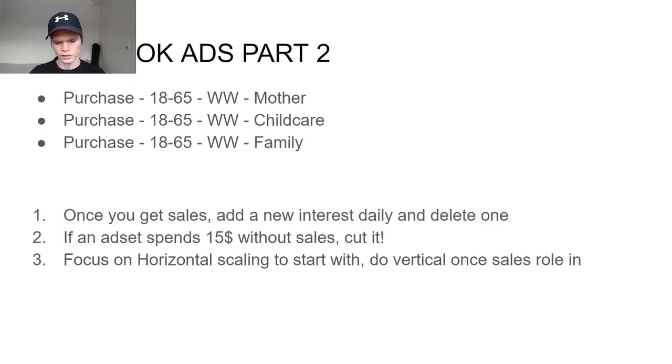Focus on horizontal scaling to start with. Do vertical once sales roll in. So horizontal scaling, basically when you make your first sale, you start adding a new interest and deleting one. And once you have one ad set with 3 sales, you duplicate it and increase the budget. As long as the ROAS is over 1.5, you duplicate it and increase the budget from $10 to $25.